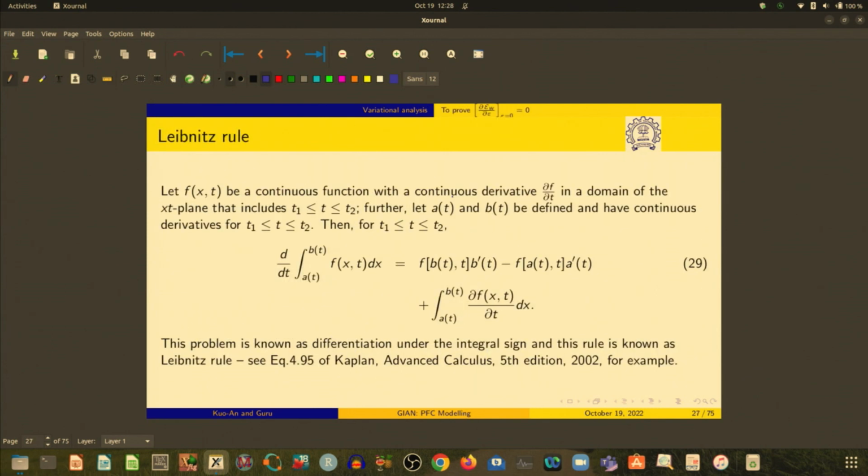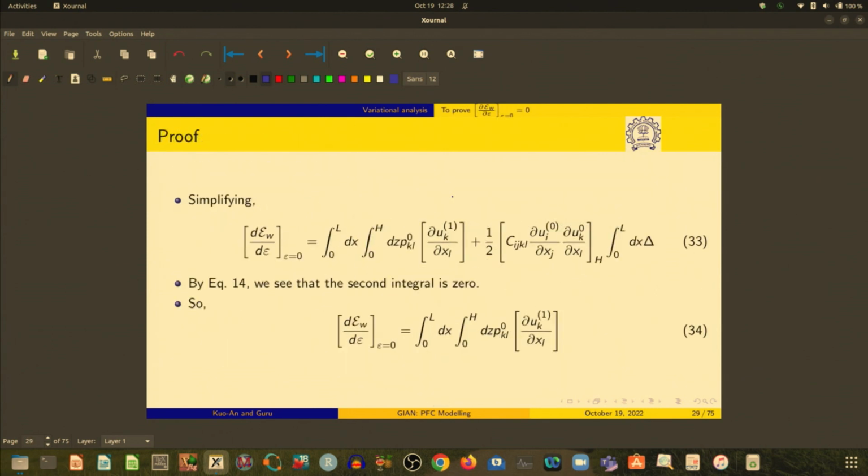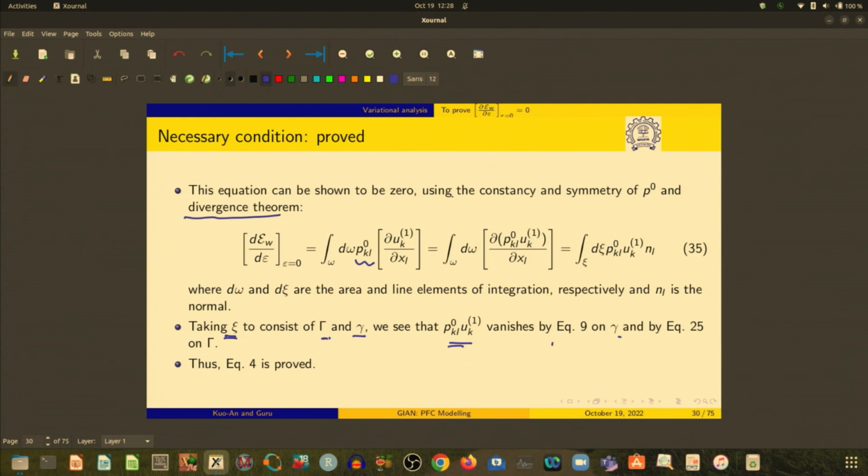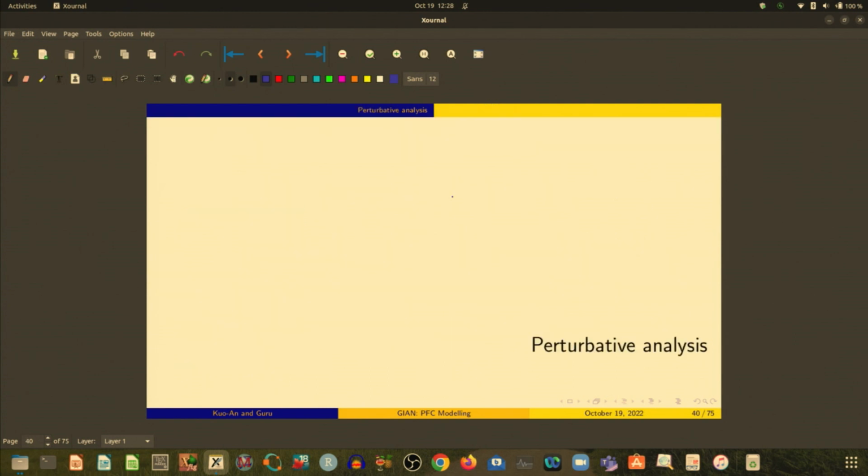So, in all those cases it will fail. So, we cannot use these analyses. This is only to show you why ATG happens. Perturbative analysis is relatively simple, but the algebra is horrendous.